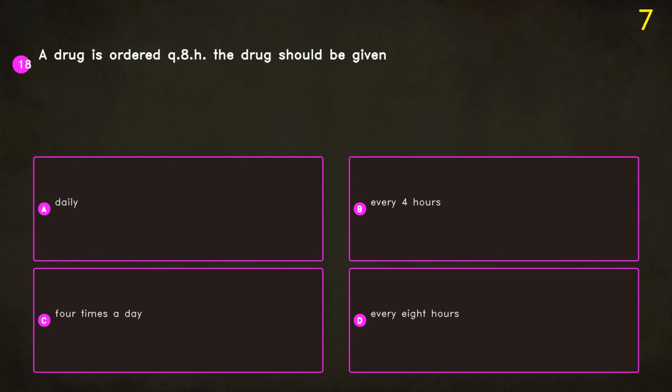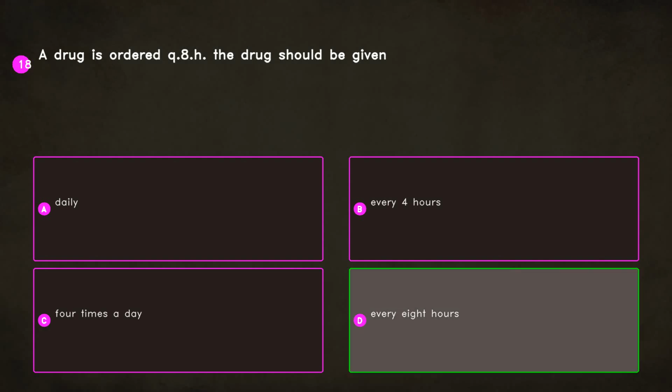Question 18. A drug is ordered Q8H. The drug should be given A. Daily. B. Every 4 hours. C. 4 times a day. D. Every 8 hours. The correct answer is every 8 hours.